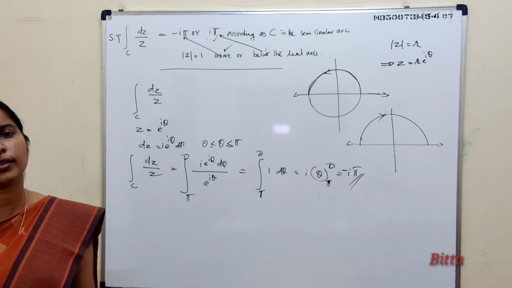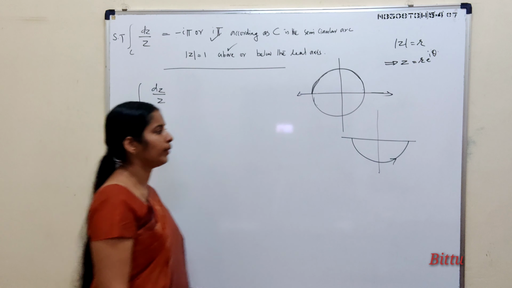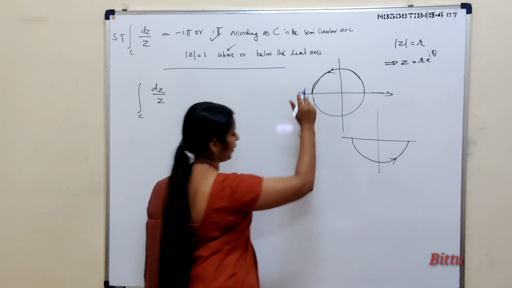Next, we have to consider C as a semicircular arc below the real axis. So our C is only this much. And we consider the positive direction as the anti-clockwise direction. Here, the direction is not mentioned, so we consider it as anti-clockwise. That's why in the first part we considered it like this, and that's why it is from 0 to pi.